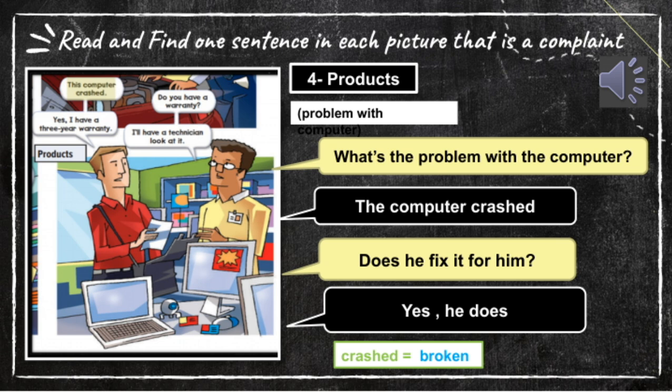Then we look at different situations. For example, does he fix it for him? It's important to know if the repair is done by a professional or someone else. Now, in the pictures, you'll notice each one has a sentence that shows a complaint about the computer issue. One might say, "My computer crashed again," or "It's not working properly."